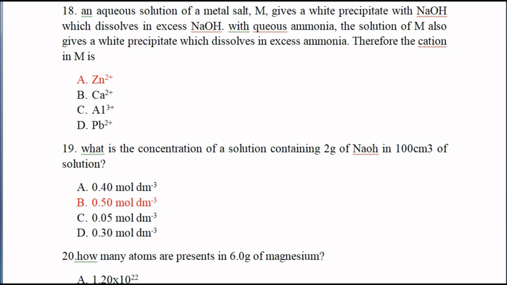And you solve this by having that 2 grams dissolves in 100 cm³. So how many will dissolve in 1000 cm³? Cross multiply, you're going to find out that the answer is B. 0.5 mole per dm³.